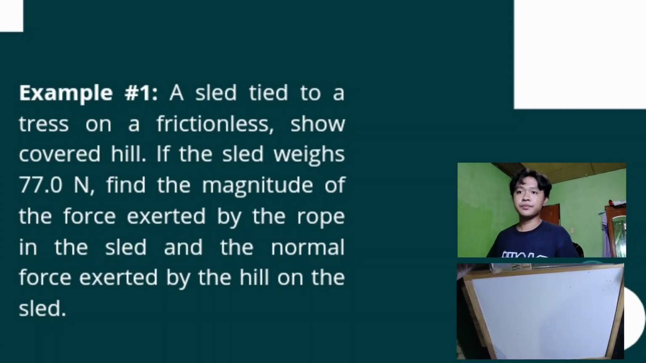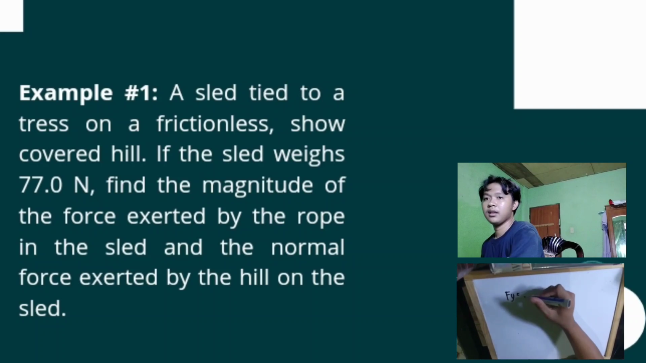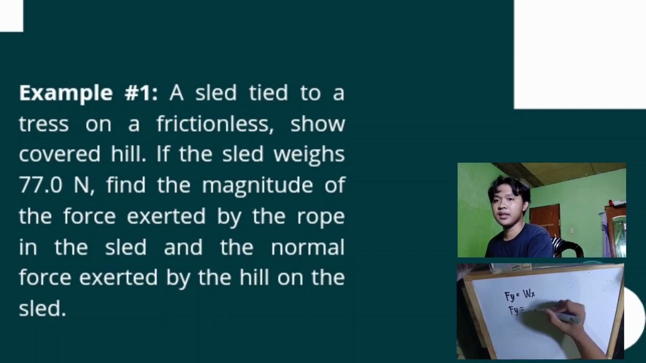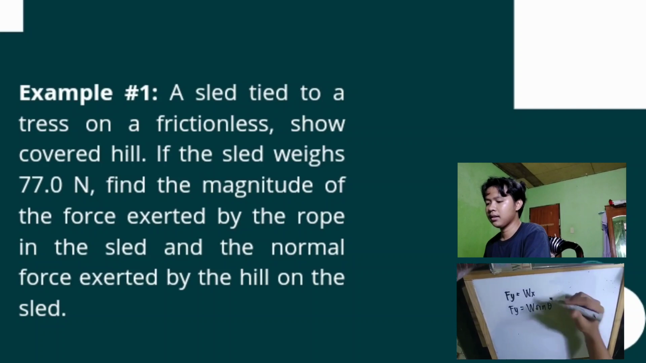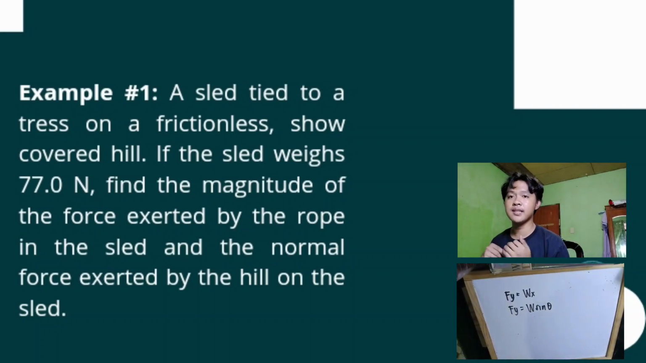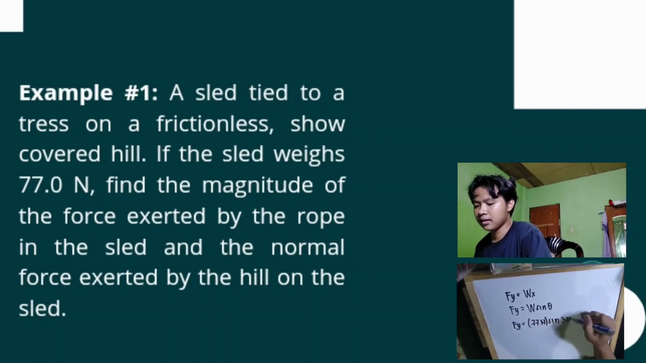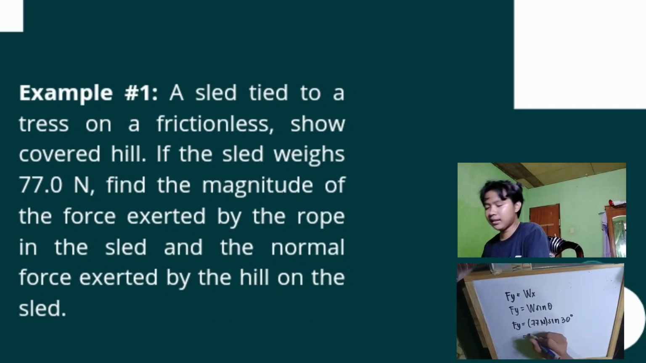So next, solving for the force tension. The force tension is equal to the weight in x, and that is equal to the weight times sine of angle theta. The x component is sine theta. Why sine theta? Because our angle is from the vertical, not from the horizontal. By substituting the known quantities, the force tension is equal to 77 Newton times sine 30 degrees. If we do the math, the answer will be 38.5 Newton. This is the answer for the force tension.